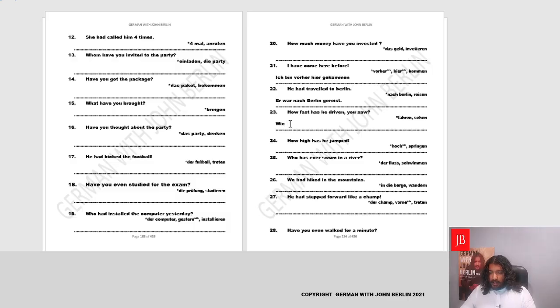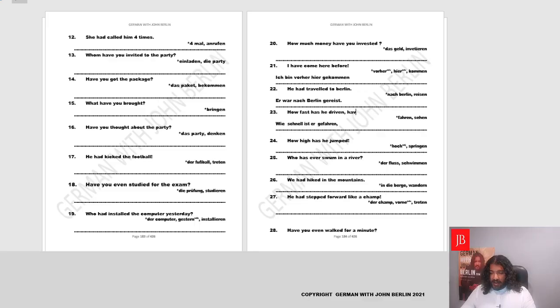Wie, and yes, one more thing I need to write, how fast. So wie schnell. Now we need to conjugate the verb sein. Wie schnell ist er? The verb is to drive. Fahren, we'll add a ge, gefahren. Genau. You saw, or you could say, have you seen?